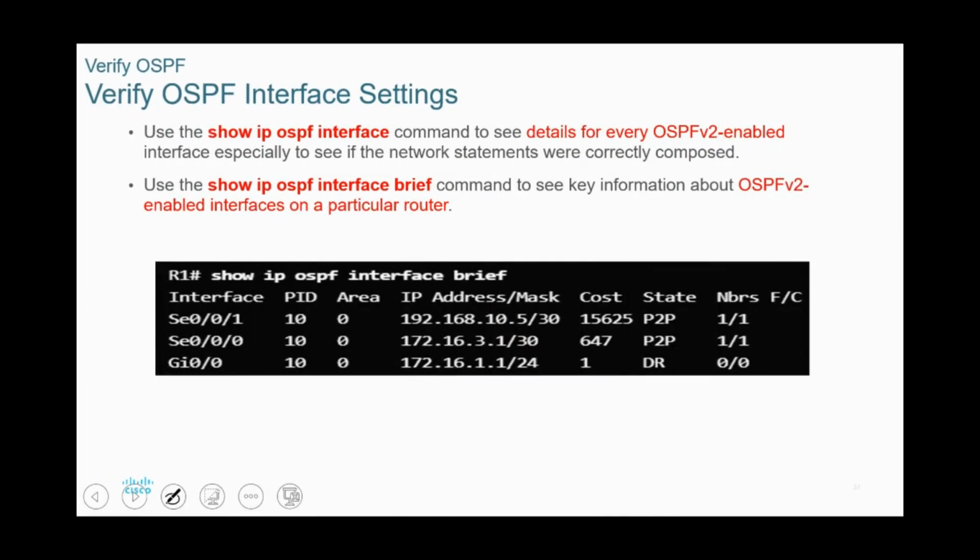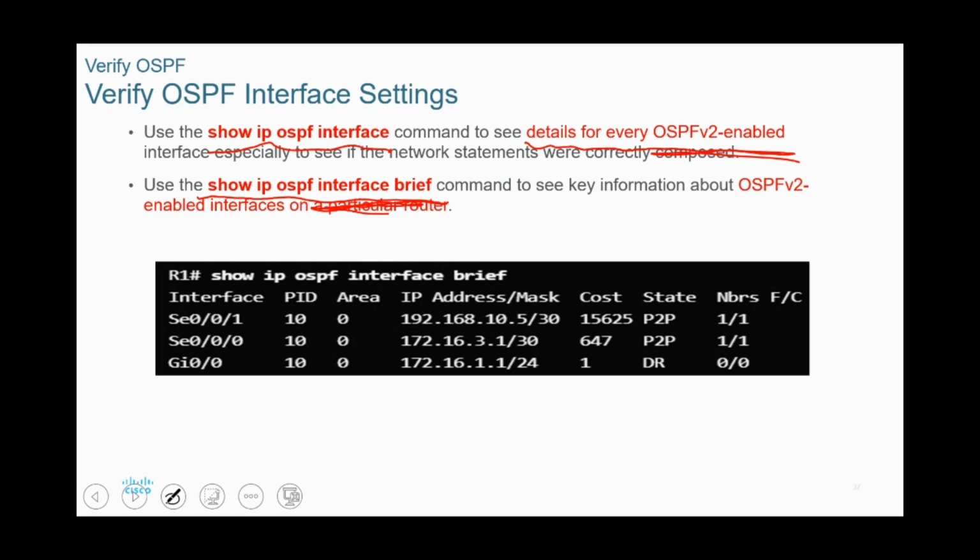The next show command is for when you want to verify whether your configuration is correct or not. You can use show ip ospf interface to see the details for every OSPF version 2 enabled interface. And you can also use show ip ospf interface brief to see the particular information about the enabled interfaces.